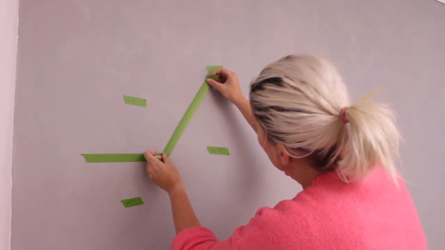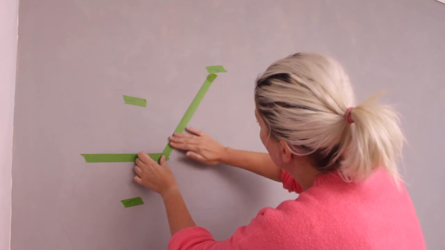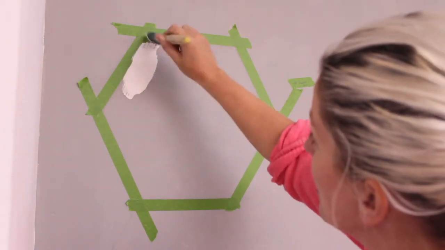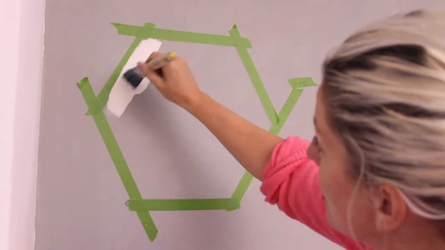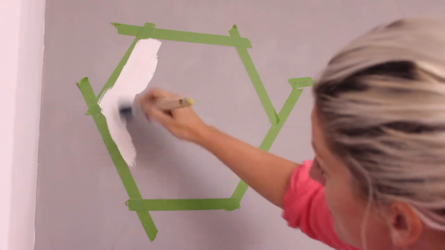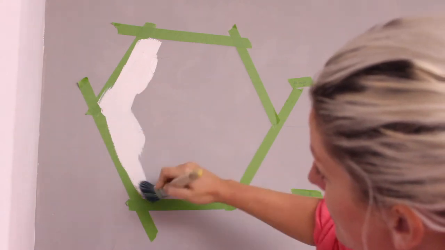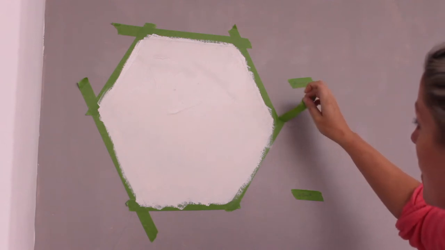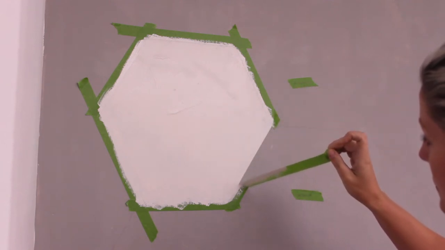Then you're going to use tape to tape the outside of your first hexagon. When the tape is in place, you can apply a first coat of paint. You might actually only need one coat of paint, but have a look to see how good the coverage is. Once you are happy with the coverage, you can take the tape off. Do this while the paint is still a little bit wet, so you get a nice and neat line.